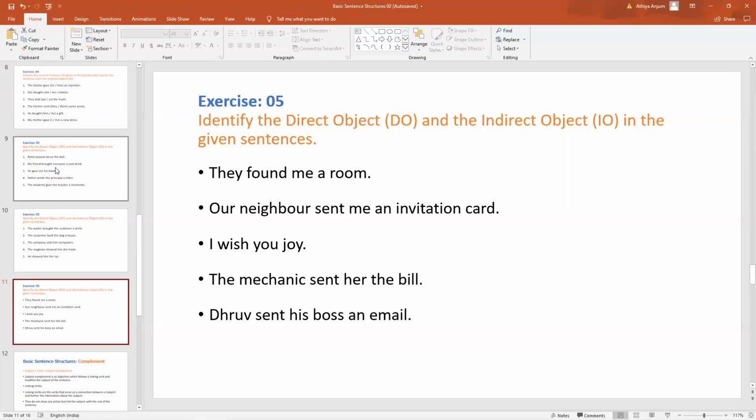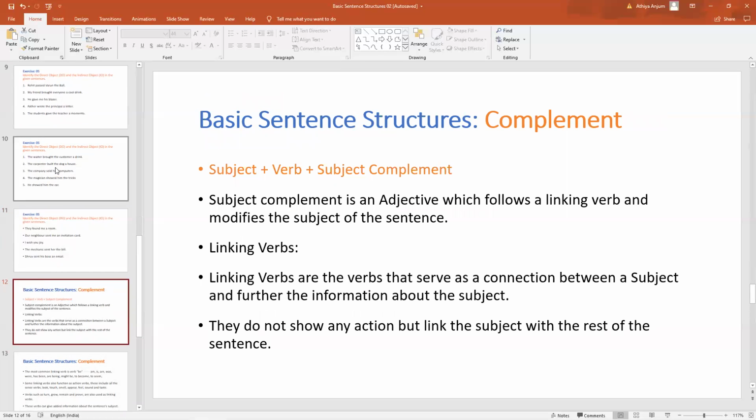Next we'll move on to subject plus verb plus subject complement. Complement is something that adds more meaning to the verb and the subject. Here it is an adjective. It tells you more about the subject. Here the adjective follows the linking verb. You will have the verb, and usually the verb is a linking verb. What happens because of that? The subject of the sentence, not some other subject, is modified because of that linking verb.